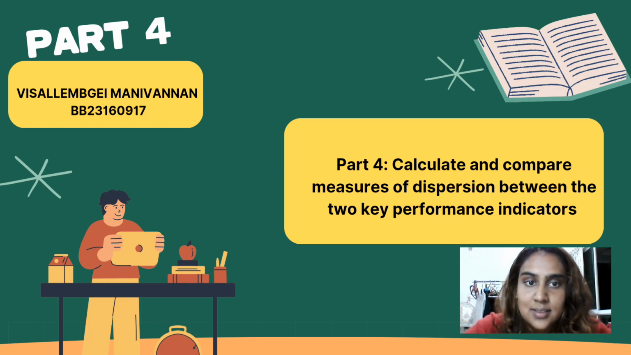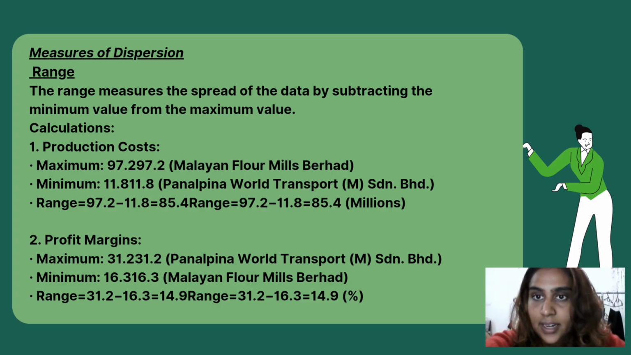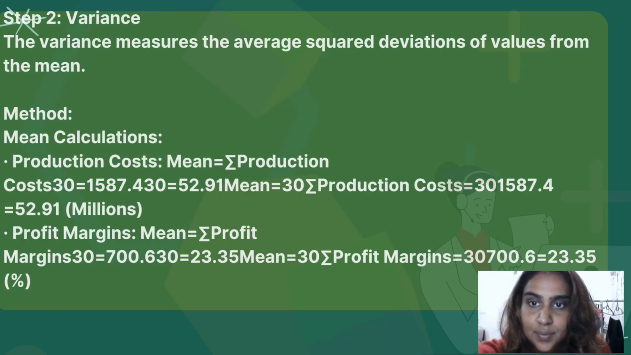Part 4 is to calculate and compare measures of dispersion between the two key performance indicators. For the measure of dispersion, the range measures the spread of data by subtracting the minimum value from the maximum value. These are the values of each company. The variance measures the average squared deviation of values from the mean. These are the methods of mean calculation, production cost and profit margin.